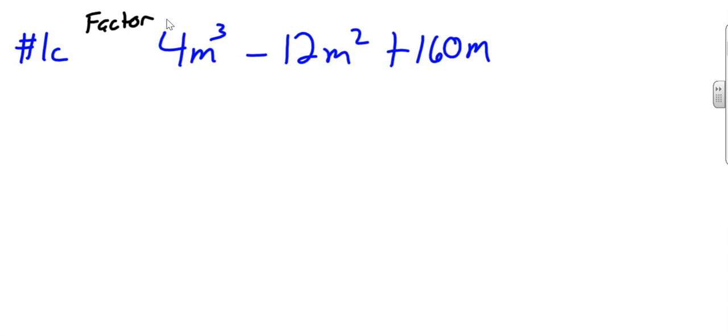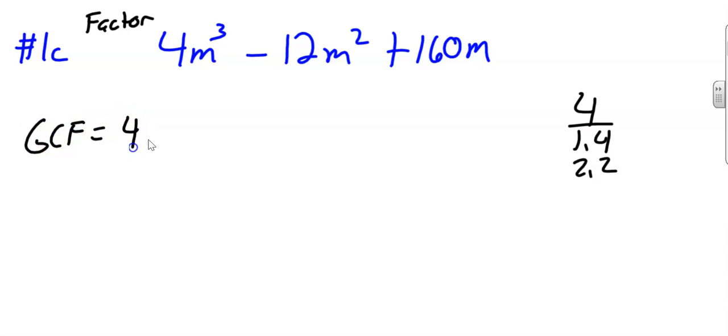Okay, so over this one, you've got three terms. We're still going to do the same thing. It's 4, it's 12, and it's 160. With 4, it's either 1 times 4 or 2 times 2. You can't get any bigger off of the 4. If you go back and check it, you can divide all these by 4. So your greatest common factor would just be 4.